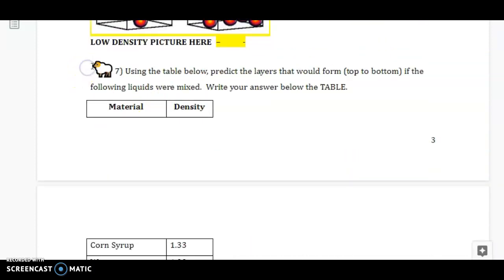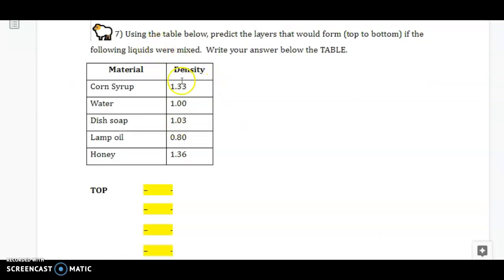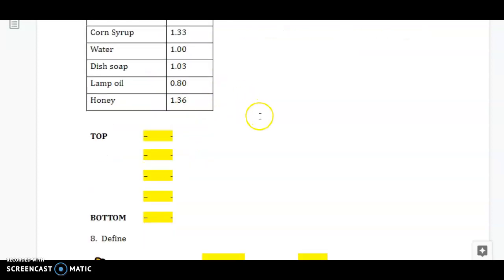This is one of my favorite questions, and we did a whole assignment on this, so you should be fairly good at this. I'm giving you 5 densities. What would happen if I put them into a graduated cylinder slowly? How would they sort themselves out? Which one would be on the top? Which one would be on the bottom?